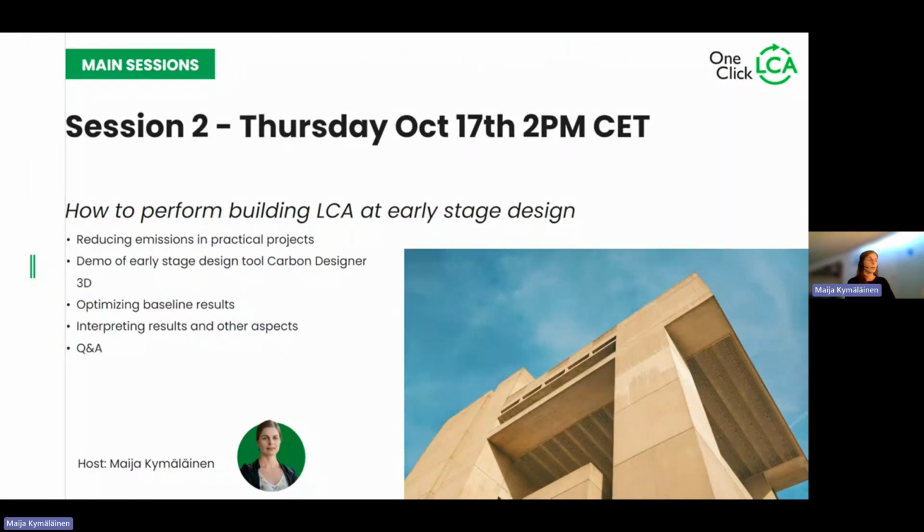So today our topic is how to perform building LCA at early stage design. So how do we reduce emissions in practical projects? And then we will have a demonstration of our early stage design tool, Carbon Designer 3D, which should be very helpful when you are beginning to make your designs and beginning to think about all these different steps on how to optimize your design choices. And yes, we will also return to the actual OneClick LCA calculation tool to check out results and how you can interpret them and also use them in reporting and decision making.